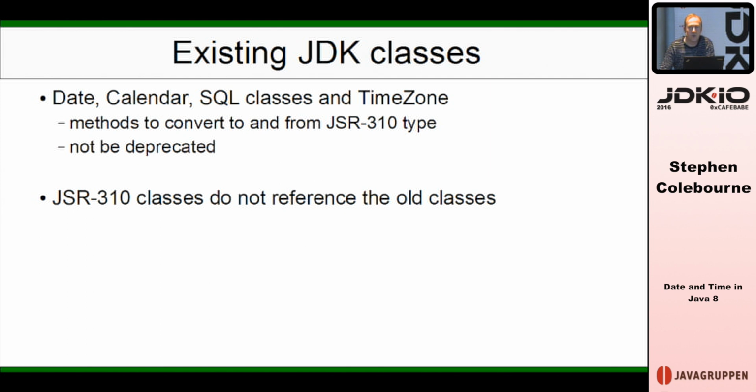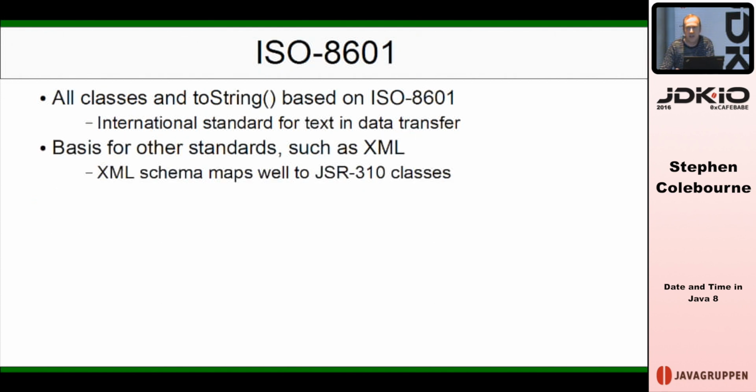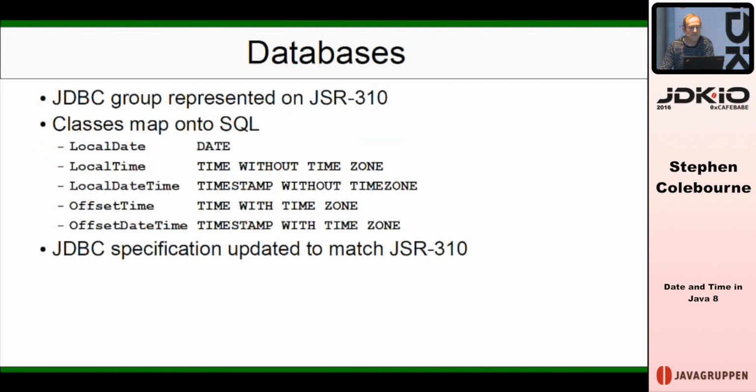Nothing in the new JSR 310 classes references the old classes. So if they are deprecated, it won't affect JSR 310 at all. Everything's based on this spec, ISO 8601. It's the standard that you'll see all the other specifications based on.